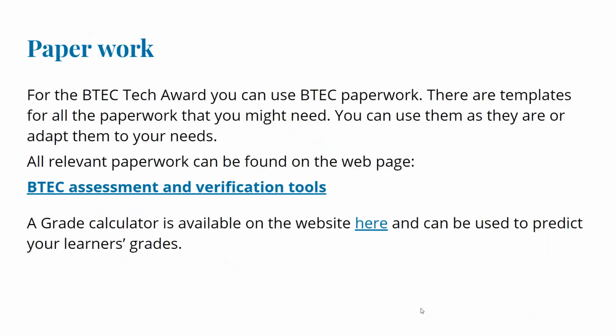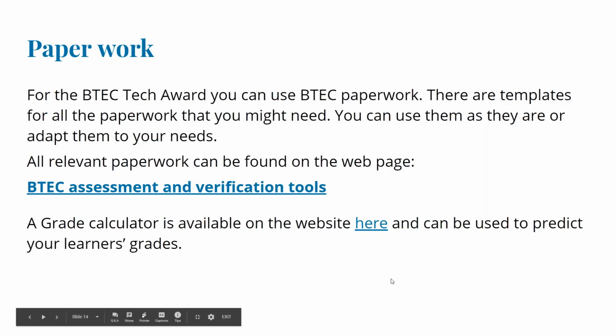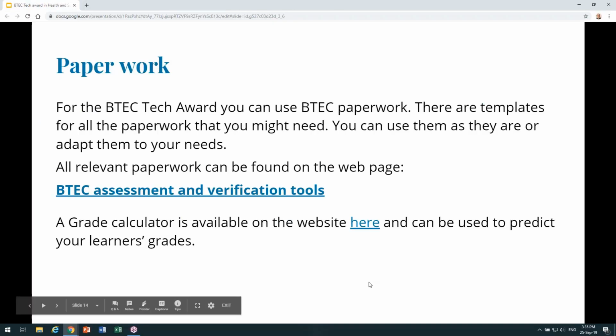Right, okay, so paperwork. This is another question that people ask me all the time. For the Tech Award, you use the same BTEC paperwork for every other BTEC. So if you're used to BTECs, you've been teaching them before, it's the same paperwork. So any paperwork that you might need can be found on the webpage BTEC Assessment and Verification Tools. The grade calculator is really good if you want to work out how your students are doing and you want to kind of see where they're going.